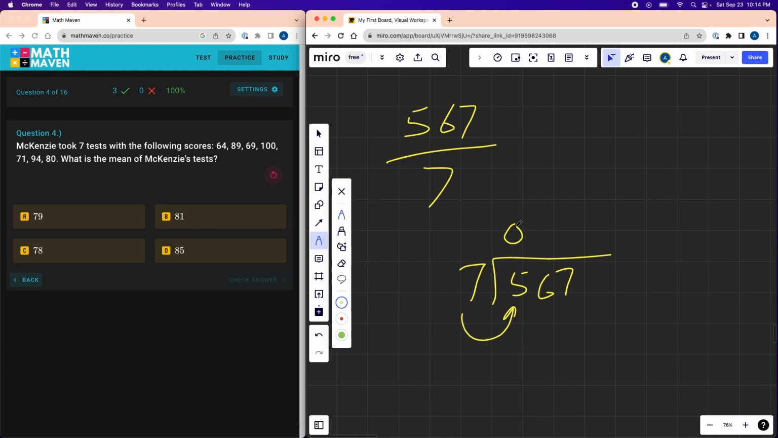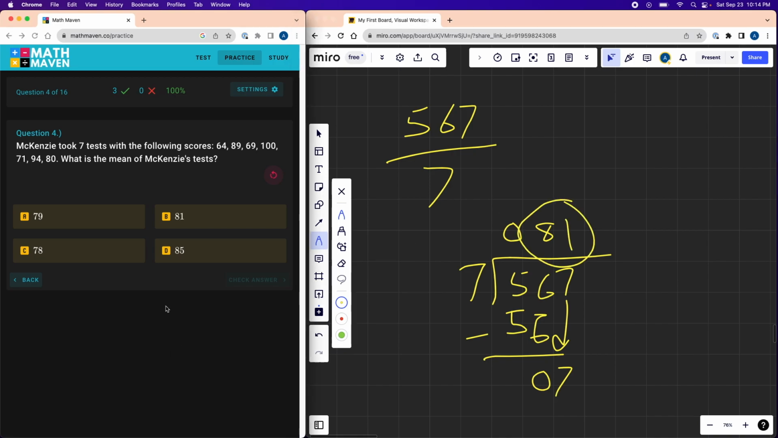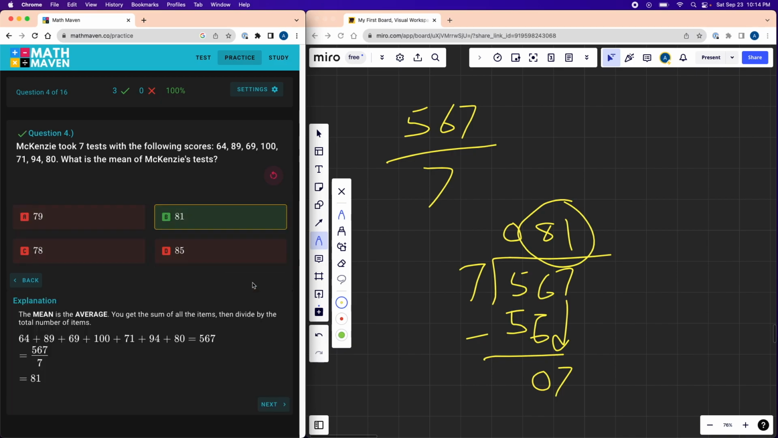No, it cannot. All right, can 7 go into 56? Yes, it can. It can go in 8 times, because 8 times 7 is 56. Subtract, we get 0. Drop the 7 down. 7 can go into 7 exactly 1 time. So our answer is 81 here. This is an average of 81. So we will select that one, check the answer, and it happens to be correct.